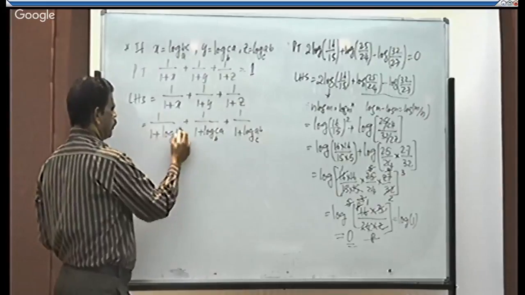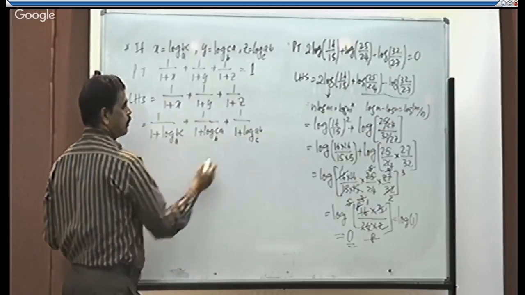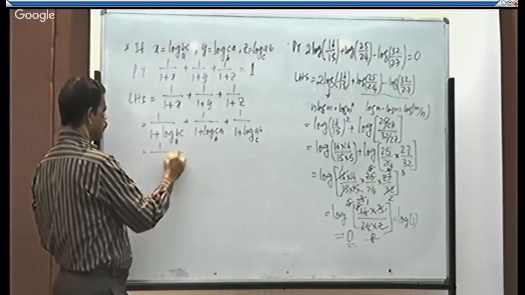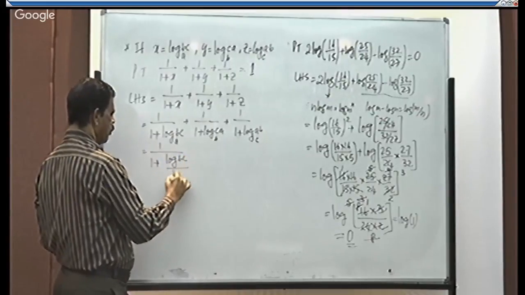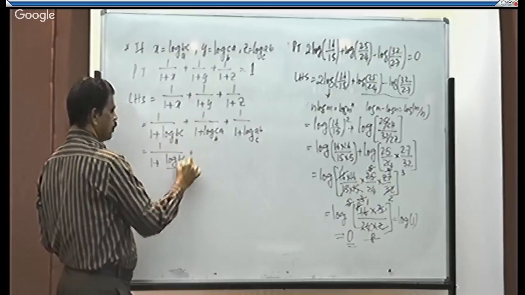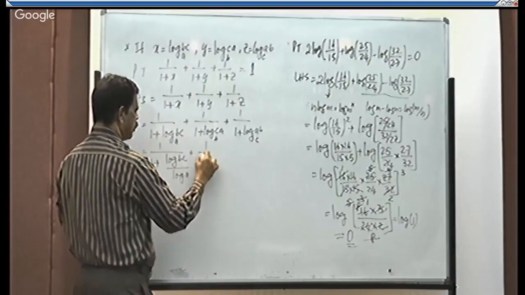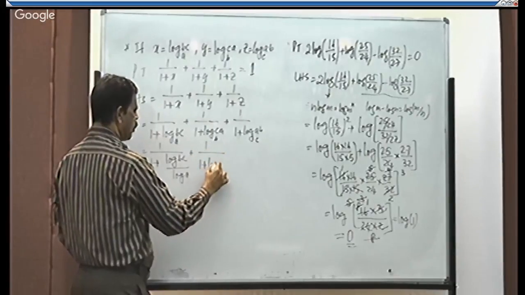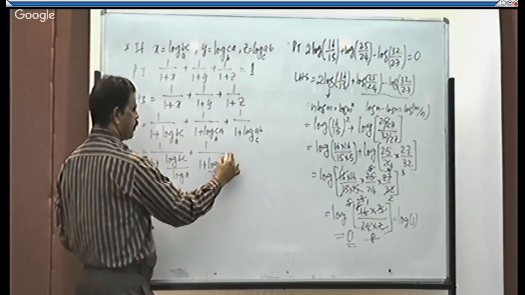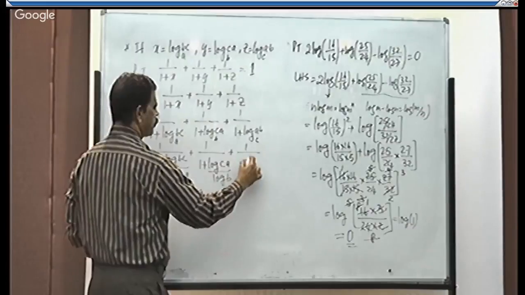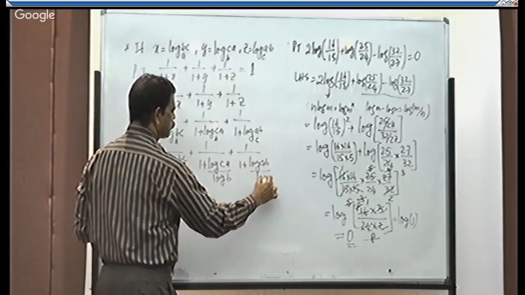You simplify this one. Change the base of each term in the denominator. So according to that, it becomes what? Log of BC divided by log A. I'm changing these according to the change of base law. 1 divided by 1 plus log of CA divided by what? Log B plus 1 divided by 1 plus log of AB divided by what? Log C.